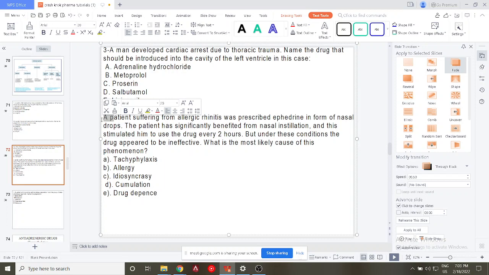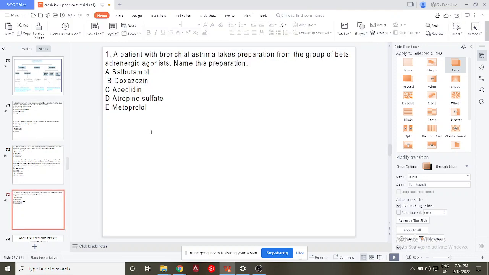A patient suffering from allergic rhinitis was prescribed ephedrine in form of nasal drops. The patient has significantly benefited from nasal instillation and this stimulated him to use the drug every 2 hours. But under this condition, the drug appeared to be ineffective. What is the most likely cause of the phenomenon? Tachyphylaxis. That's correct. So, what is the possible side effect of ephedrine use? Insomnia. Yes, that's correct. Take note of that. It's a Krok question. Okay, next question.